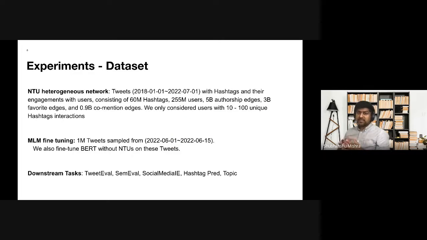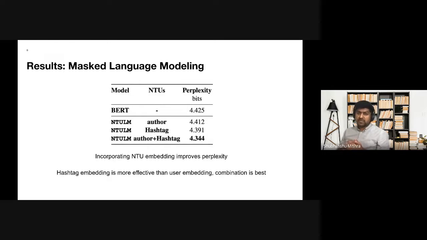For experiments, we consider the following datasets: a large-scale user hashtag heterogeneous graph for learning NTU embeddings, 1 million tweets for training NTULM via MLM objective, and a variety of classification tasks for downstream evaluation. First, we showcase the performance of NTULM on the MLM task as measured via perplexity on a held-out test bed. We observe that including NTUs in MLM leads to lower perplexity, with hashtags being more effective than user, and the combination of both NTUs being the best.